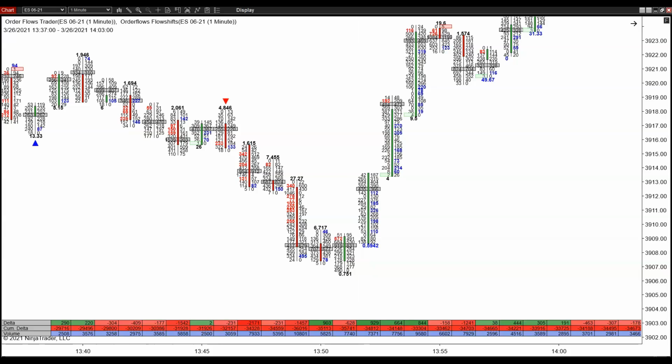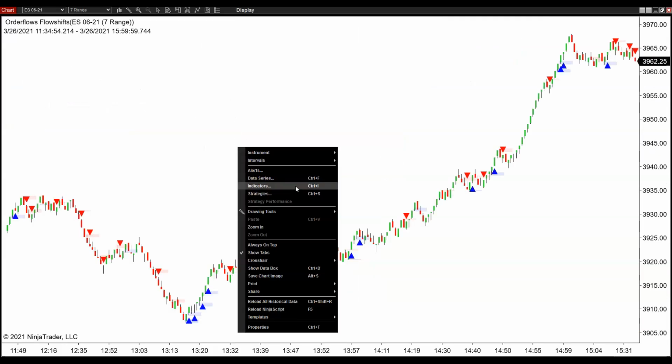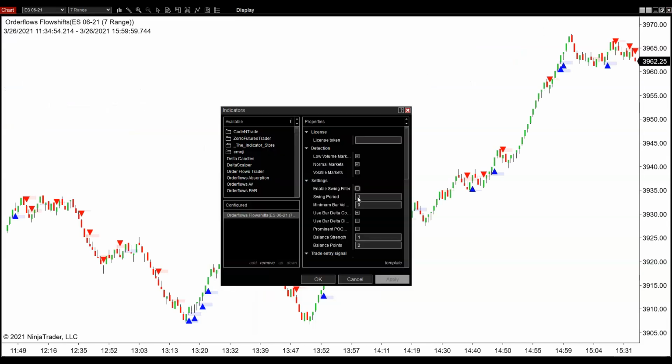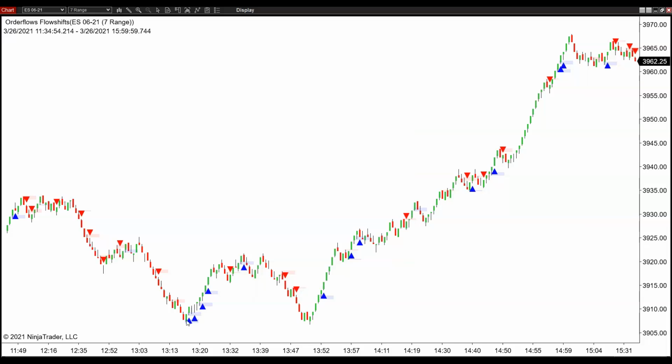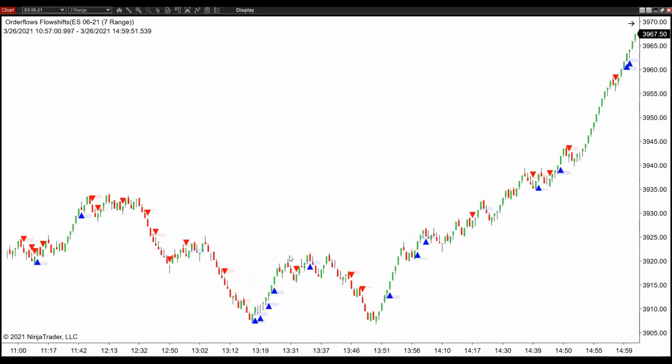Now, going back to this 7 range. I had the default setting up there earlier, but now I changed it to my preferred setting: swing filter off. Because if you're using a range-based chart, you're probably going to want to have swing filter off. And 1 and 2: 1 strength, 2 balance points. I could even use 2 and 2, it's not going to be that big a difference. This was that first circle that you had, this was the second circle. Obviously, the market moved up. I have the trade entry signal turned on. That's why this buy didn't trigger here, this sell didn't trigger here.